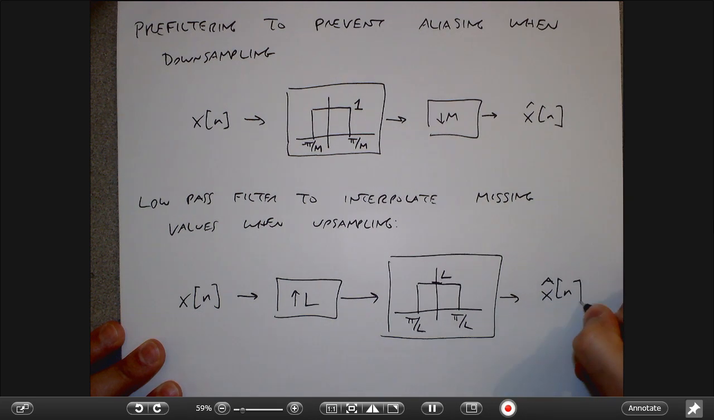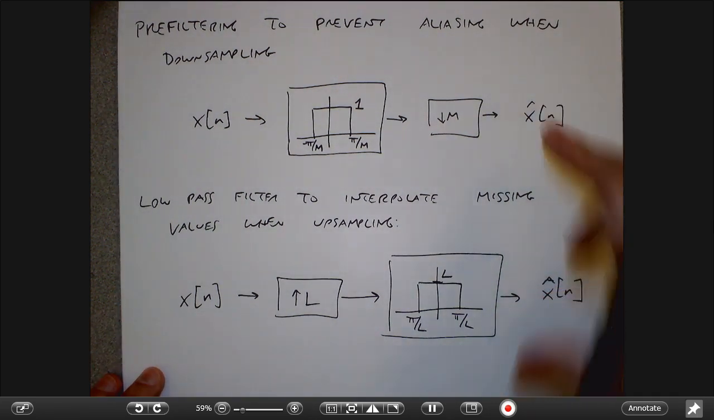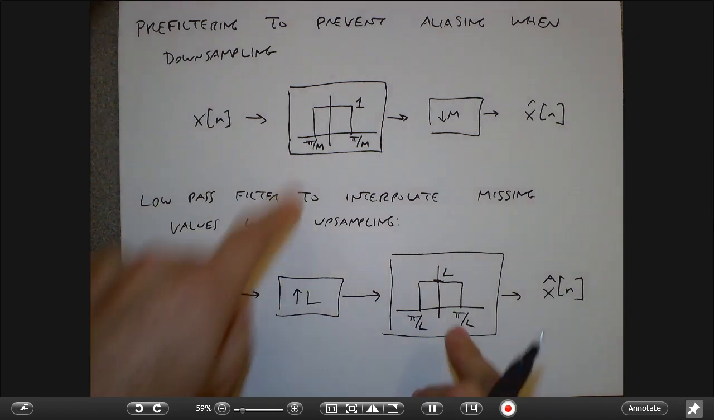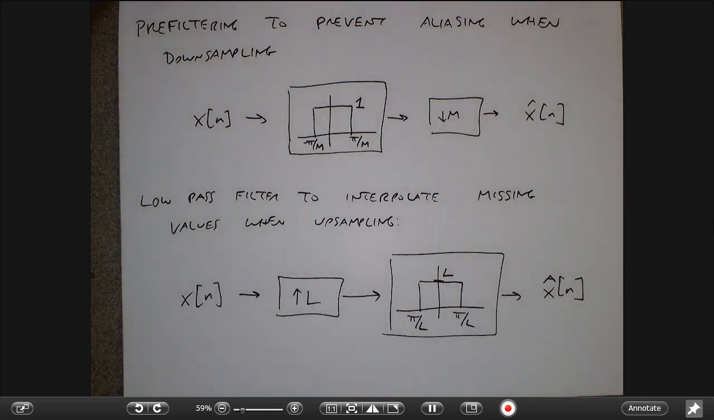Right, so we kind of talked about both of these things last time. These blocks with the up and down arrows are simple mechanical blocks that simply take certain samples and put zeros in other places, right? These low-pass filters act to do the right thing in the frequency domain. Okay.